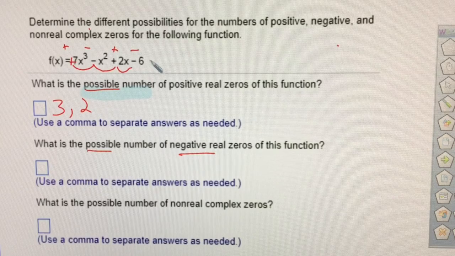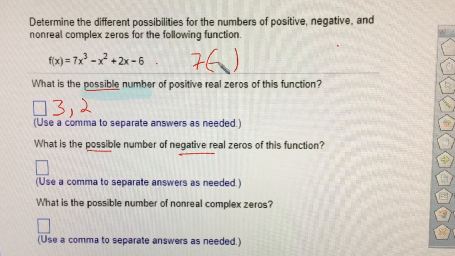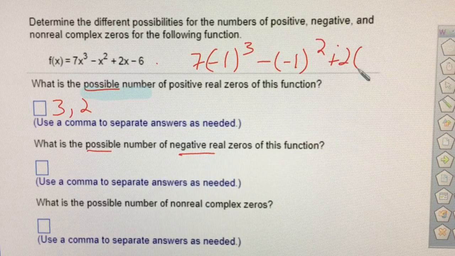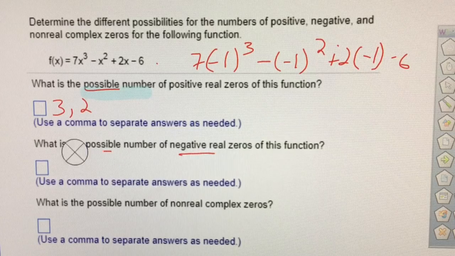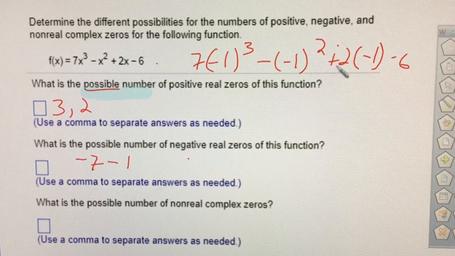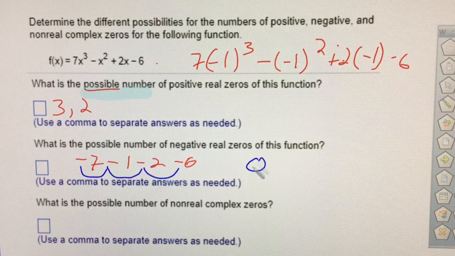Possible number of negative real zeros. Now this one's a little tricky. What you're expected to do is throw in a negative 1 and see what your answers are. So negative 1 cubed is negative 1 times 7, so that's going to give me negative 7. Then negative 1 squared is 1, with a negative out front is negative 1. Now I'm not adding these up. 2 times negative 1 is negative 2, negative 6. I'm not adding these up. I'm just counting sign changes. And notice there are 0 sign changes.